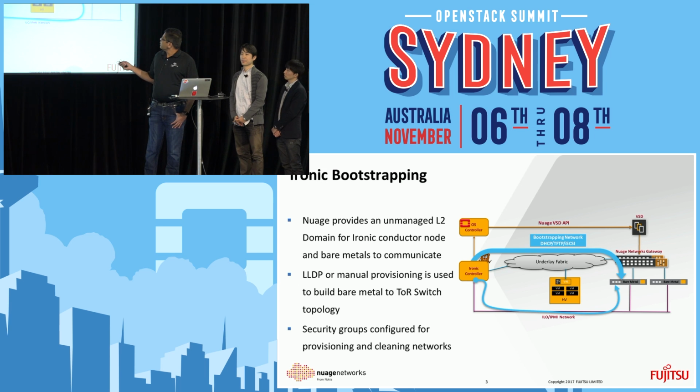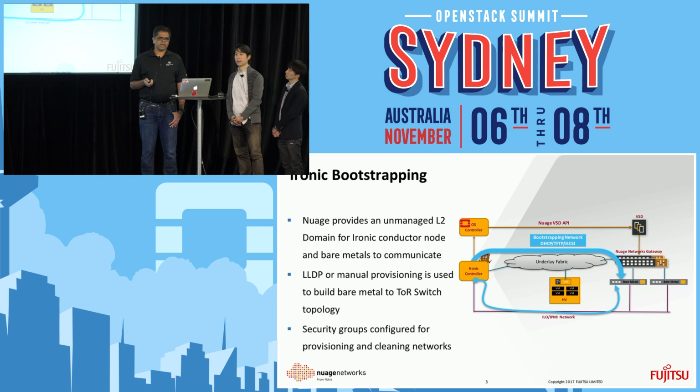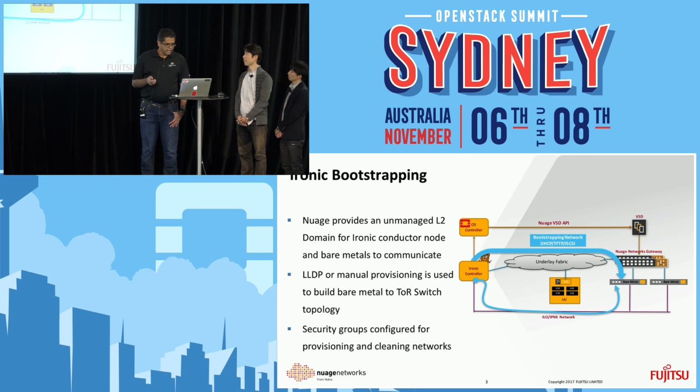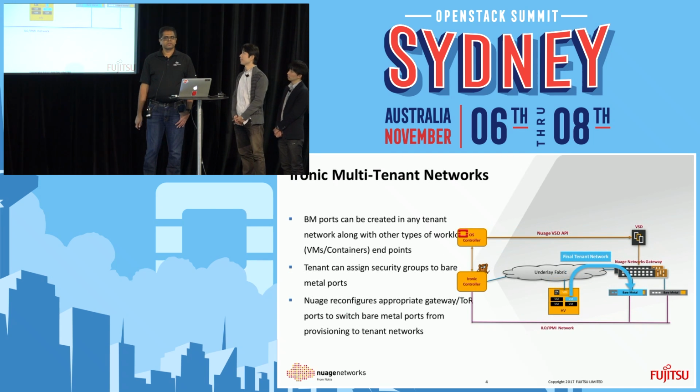As soon as the L2 domain is created, we get into the deploy phase. The deploy image is downloaded from the controller into the bare metal. For that L2 domain, we also provide security groups. So you can assign a security group for the provisioning network and the cleaning network and so on and so forth.